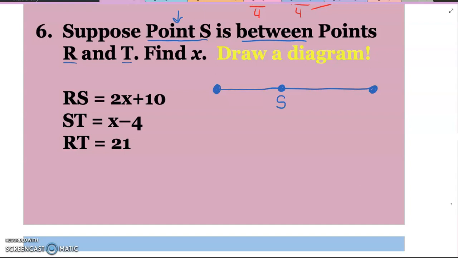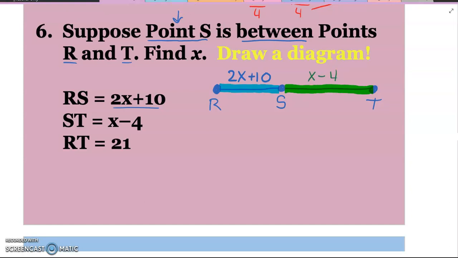And R and T are the segments on the outer edge, since S is between those points. So now that we have that drawn, let's label what is what. RS is 2x plus 10. Let me take my blue highlighter and highlight RS, just to denote that. This is going to be 2x plus 10, and then we have ST, this green highlighted segment here, and that is going to be x minus 4.